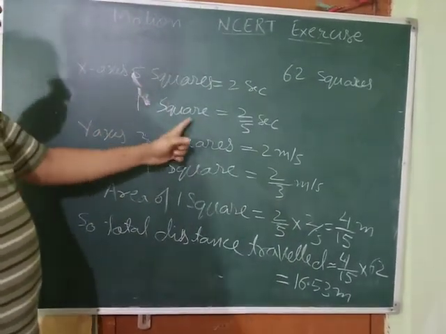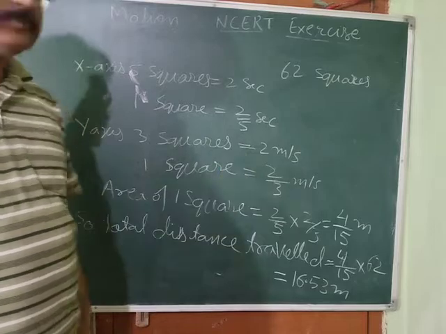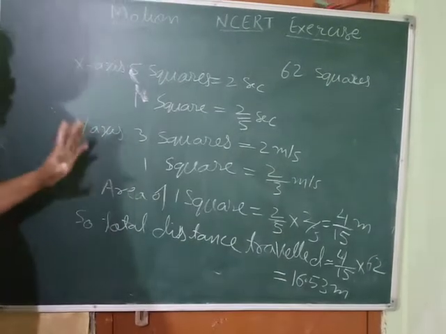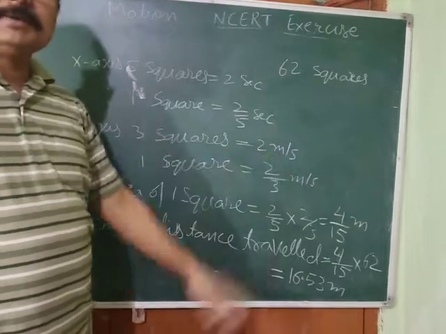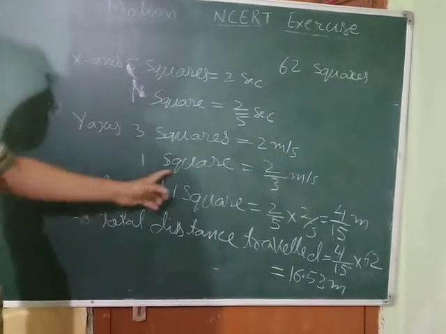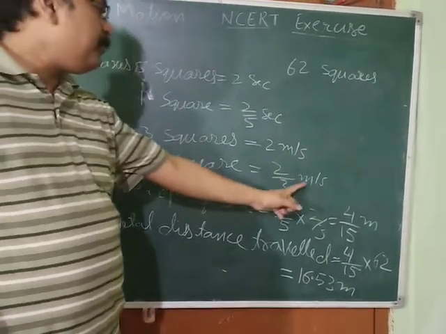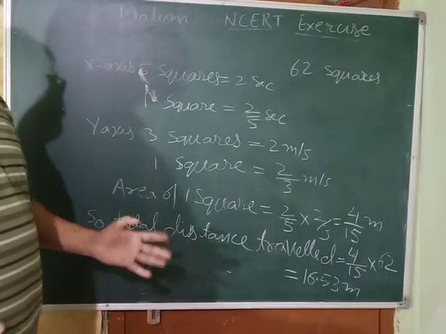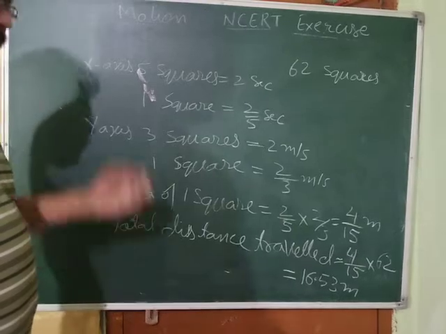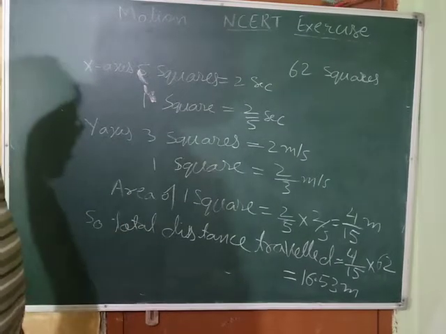So 1 square will be how much? Equal to 2 by 5 second. Now go to the y-axis. Along the y-axis 3 squares is equal to 2 meter per second. So 1 square is equal to how much? 2 by 3 meter per second. Now we need to find out the area. What is the formula for the area of a square? It is length into width, but it is not a square.